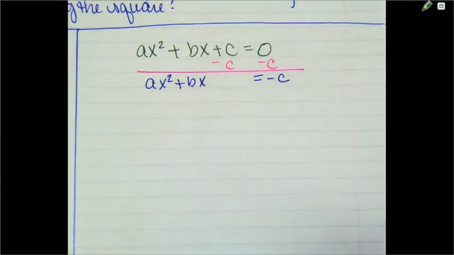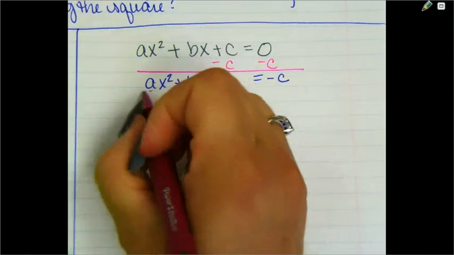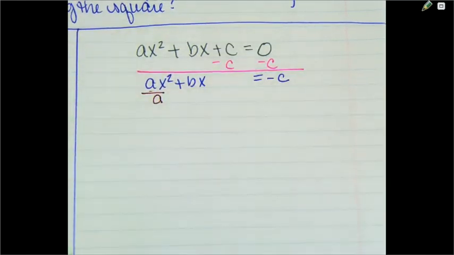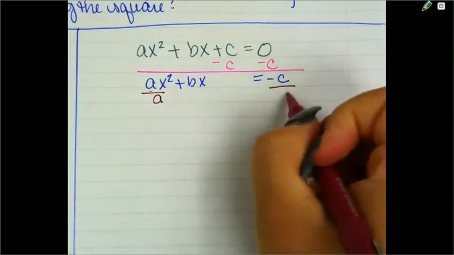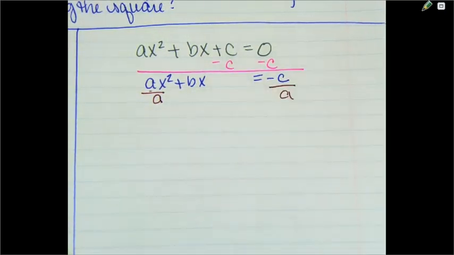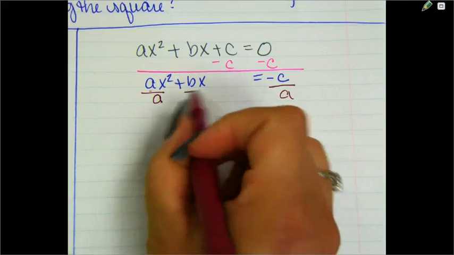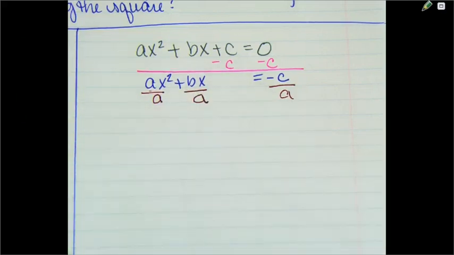Now, in order to get rid of A, what is the inverse operation to get rid of A? Division. What are you going to divide by? Divide by A. If I divide that by A, what else gets divided by A? Your C. Is that it? Your B has to get divided by A. You have to divide every single thing you see by A.